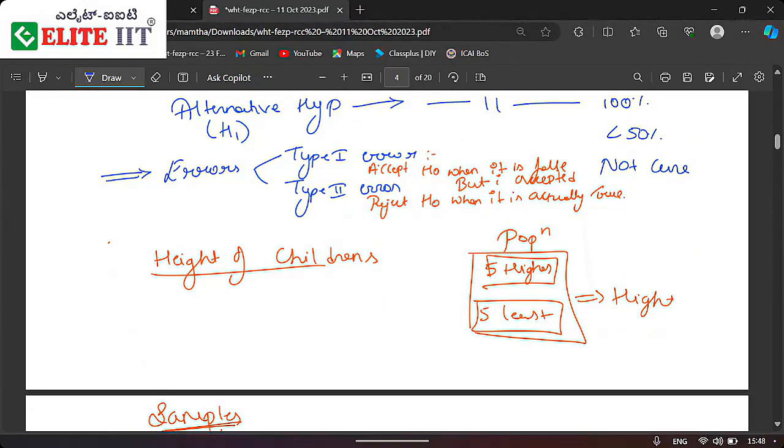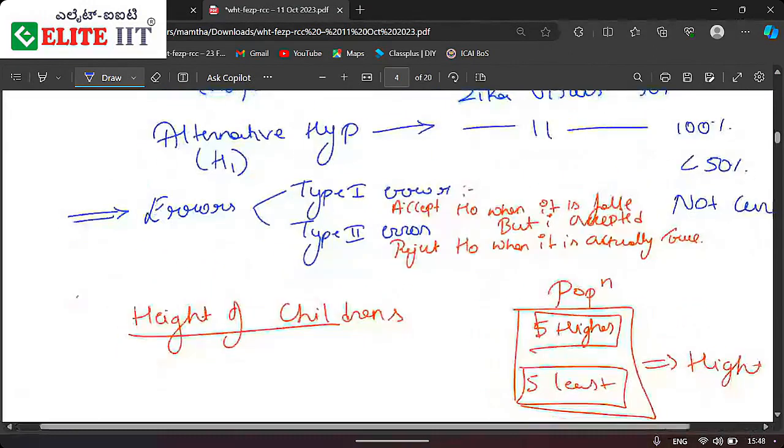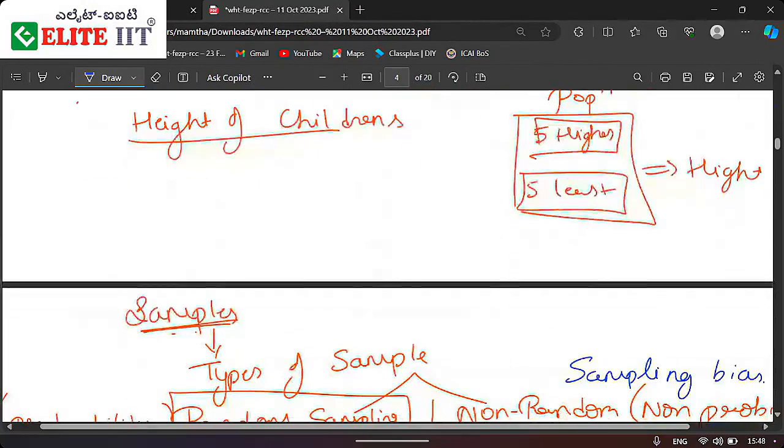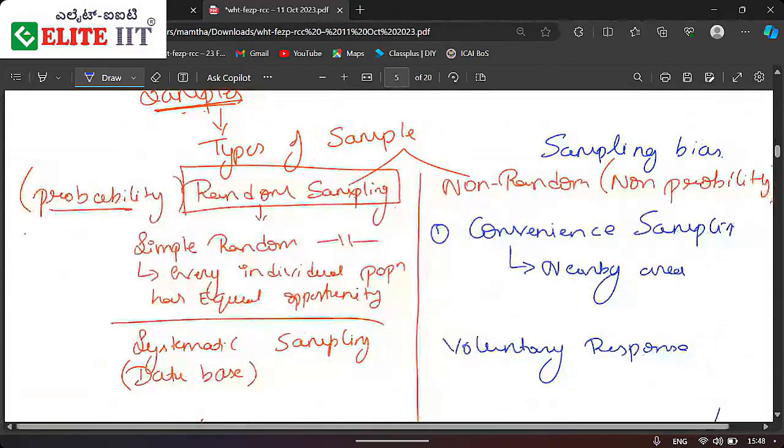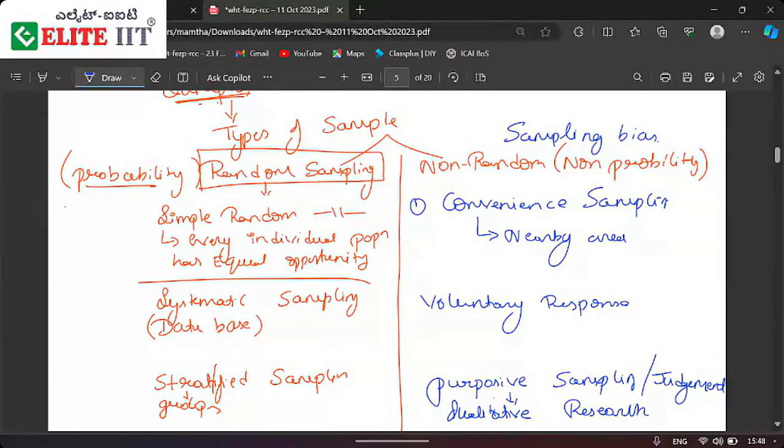After the results, in the conclusion of the hypothesis, there might be errors that happen: a type 1 error, where I accept the null hypothesis when it is actually false, and a type 2 error, where I reject the null hypothesis when it is actually true. Is it clear? And we discussed the sample, a very, very important topic.